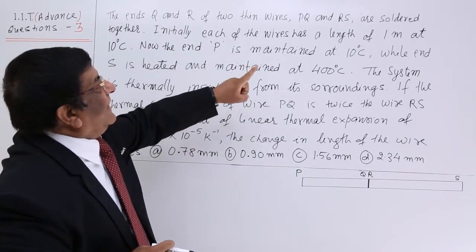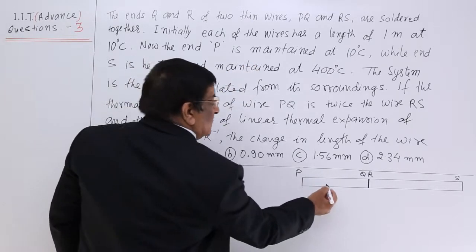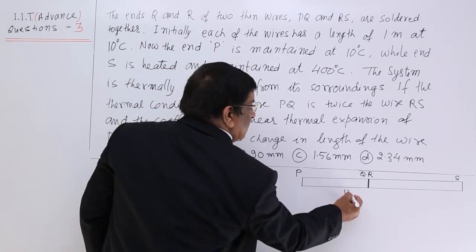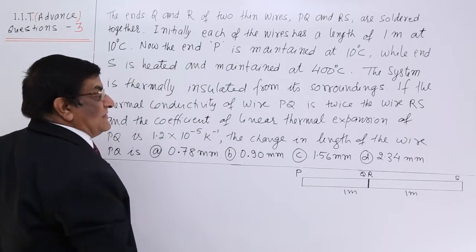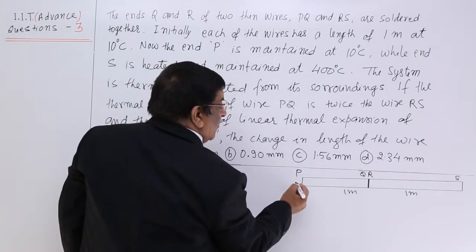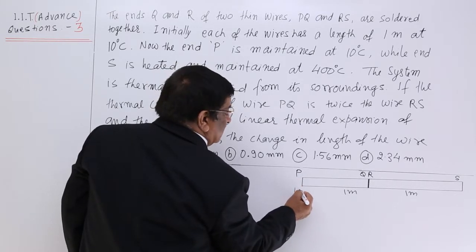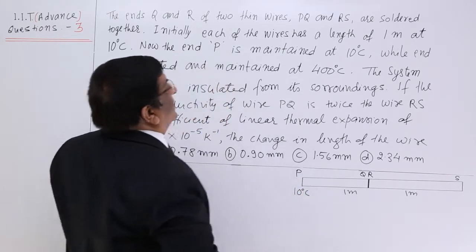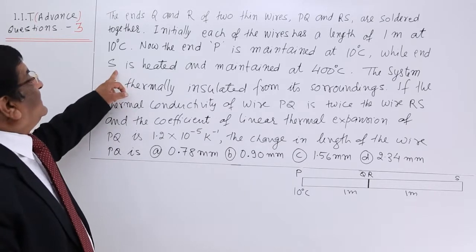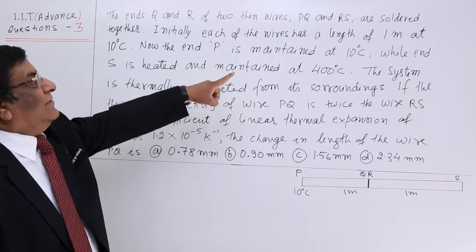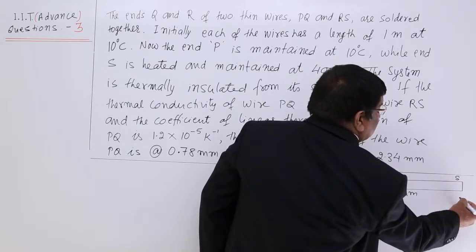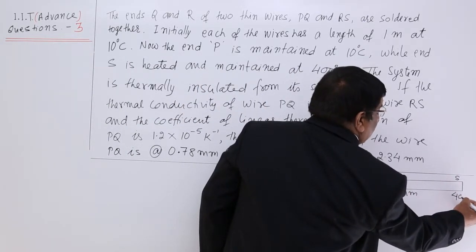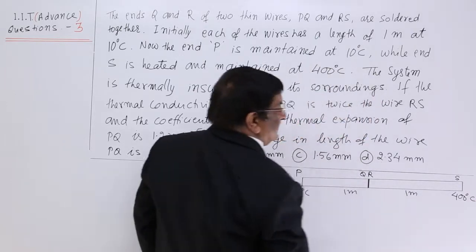Initially, each of the wires has a length of 1 meter. This is 1 meter, 1 meter. And their temperature is 10 degrees Celsius. The whole wire is at 10 degrees Celsius. S is heated and maintained at 400 degrees Celsius. We heat it up and it is brought to 400 Celsius.